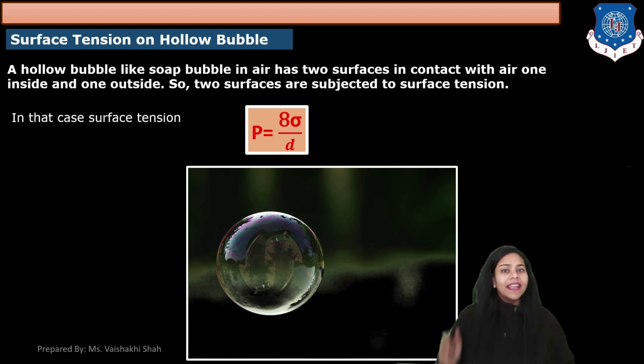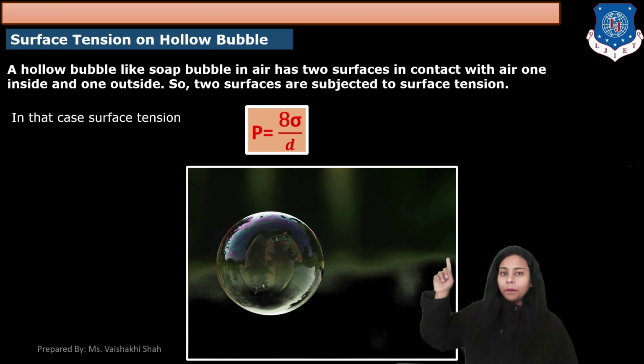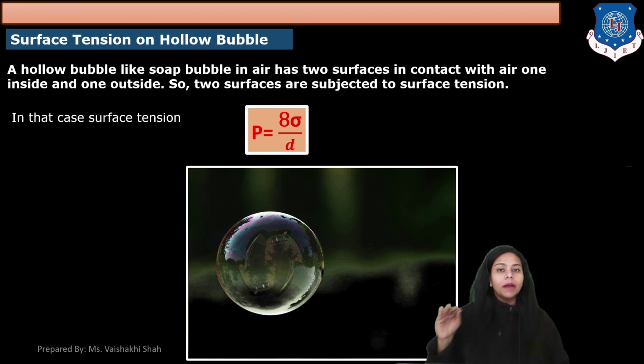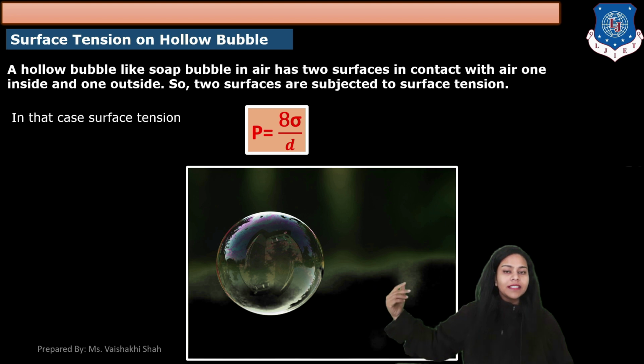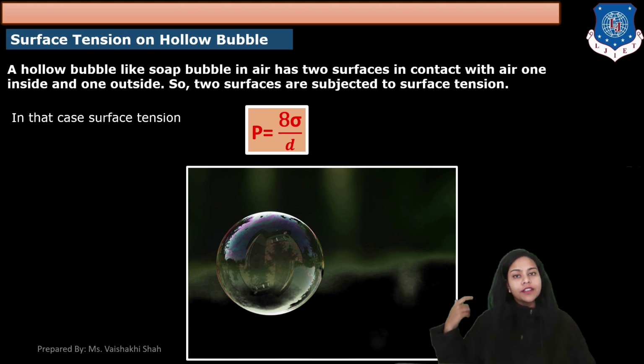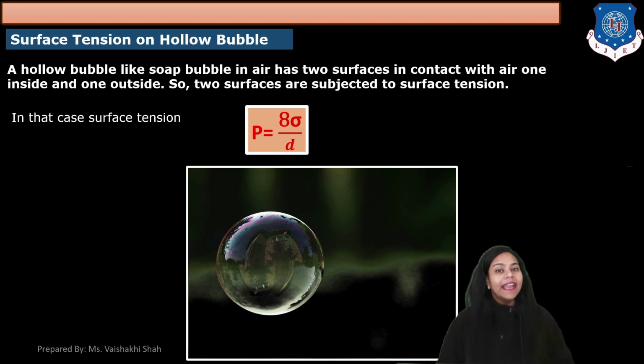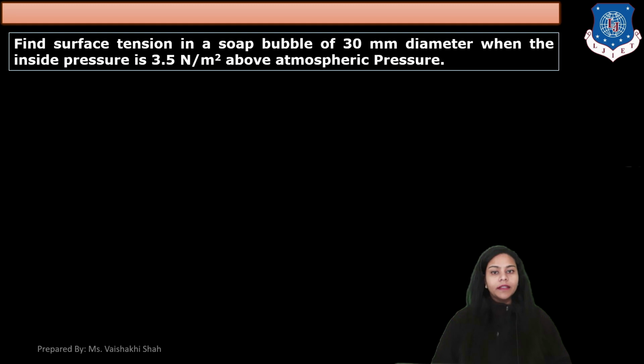So in that case, the equation for surface tension is P equals 8 sigma by D. As we know, the equation for a liquid droplet is 4 sigma by D. Now multiply that equation by 2, because here two surfaces are in contact with air. So the final equation for a hollow bubble is 8 sigma by D. Okay, so let's solve the example.